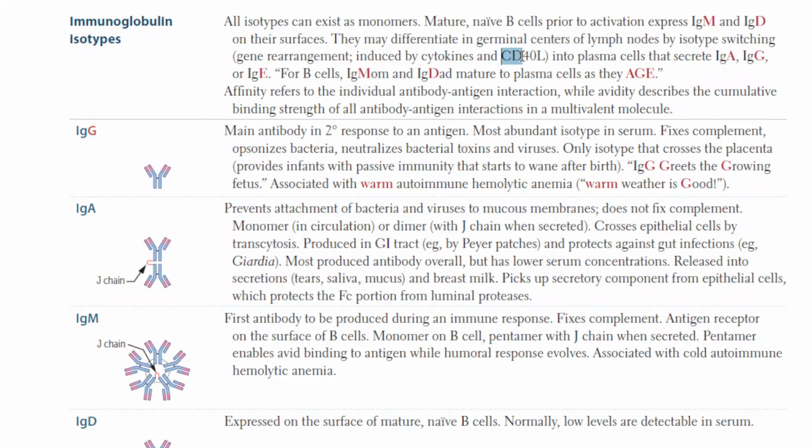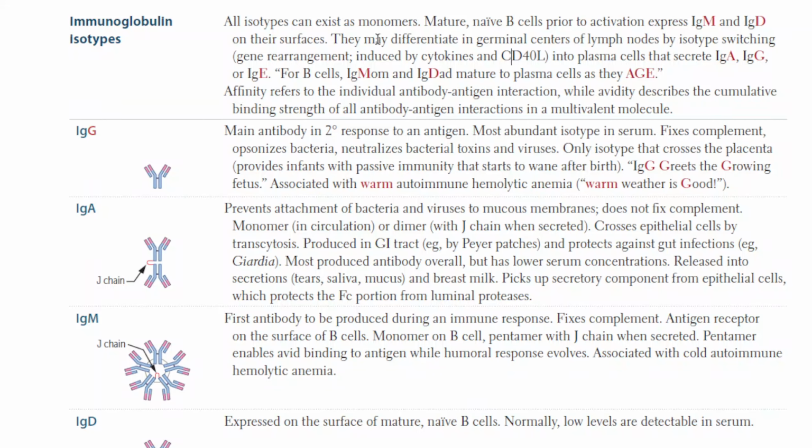and CD40L, remember, CD40 ligand. If there's a deficiency in this CD40 receptor, remember, we're going to have hyper immunoglobulin M. You guys have to remember that. Hyperimmunoglobulin M syndrome is for deficiencies of CD40L, one of them.